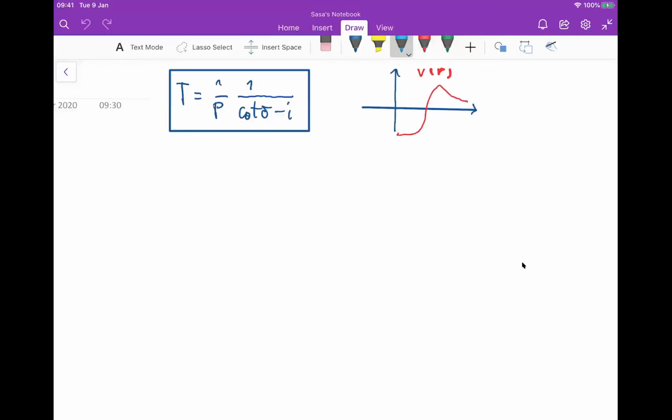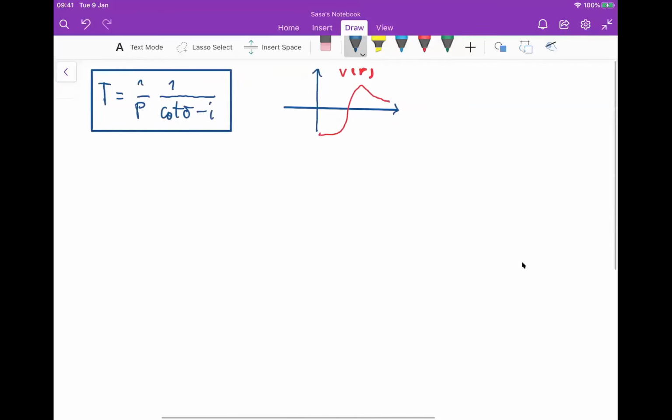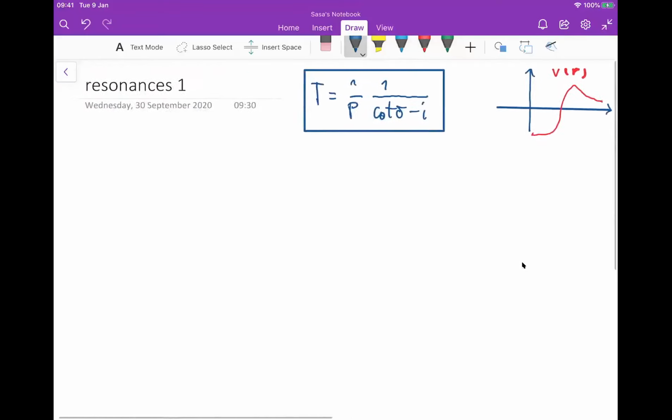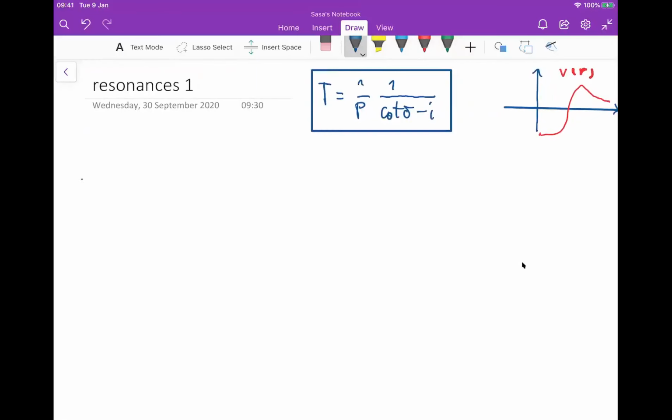Okay, so let's see. T is then proportional to cotangent squared delta plus one. So this will have a maximum when cotangent delta is zero, okay? So the scattering matrix will have a maximum when cotangent delta is equal to zero. And then the phase shift is 90 degrees, or pi over two, whatever you like. So that's a resonance phase shift.